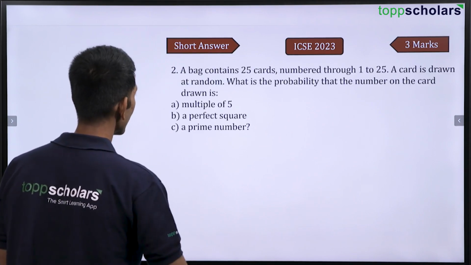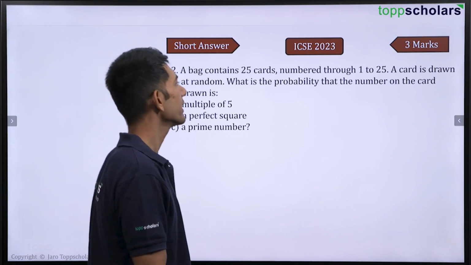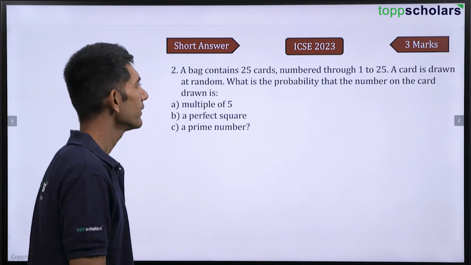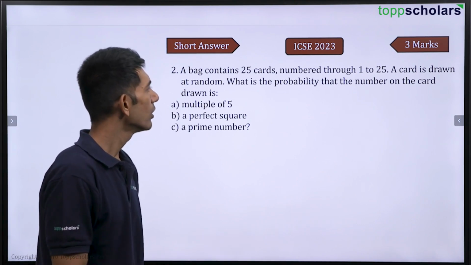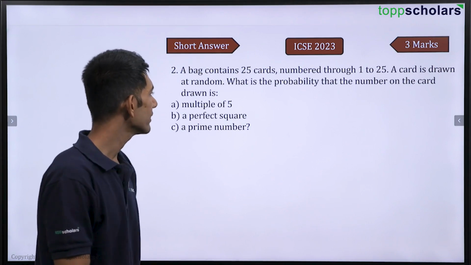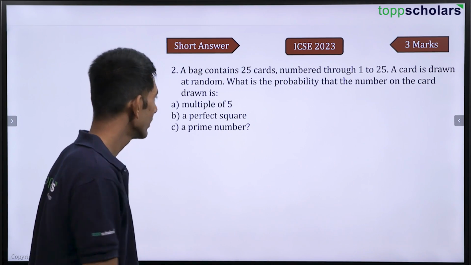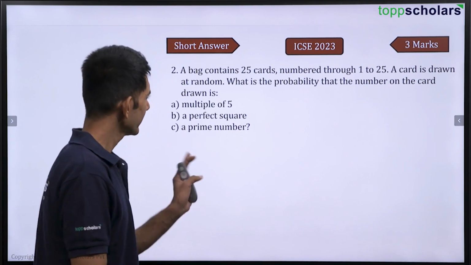Now let's have a look at a new question. Again an easy question. It says a bag contains 25 cards. So 25 cards are there in a bag. They are numbered from 1 to 25. A card is drawn at random. What is the probability that the card number on the card drawn is a multiple of 5, a perfect square, a prime number? Okay. Let's try to analyze this.